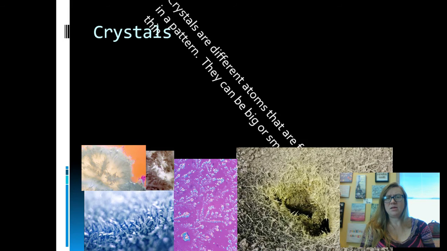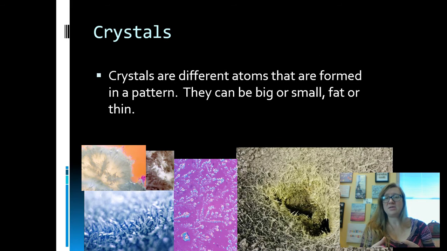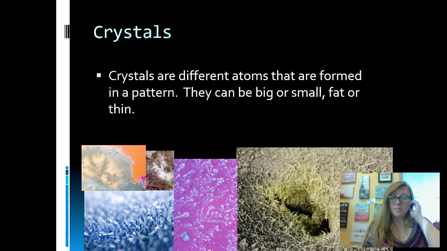So here are some crystals that form. These are generally going to form in igneous rocks, but igneous rocks that form and cool very slowly. Well, what are they? The crystals are different atoms that form into a crystalline pattern. They can be big or small and fat or thin. So they're minerals that are found in the rock, like calcium of some kind, that just form this kind of pattern.